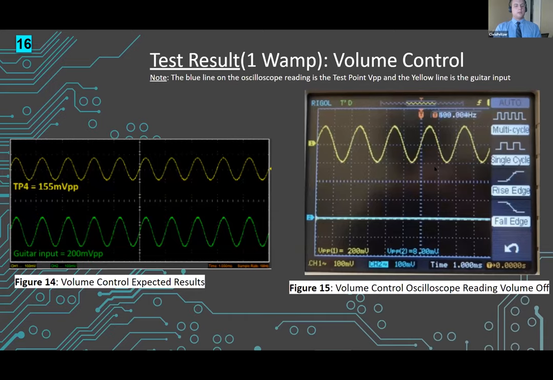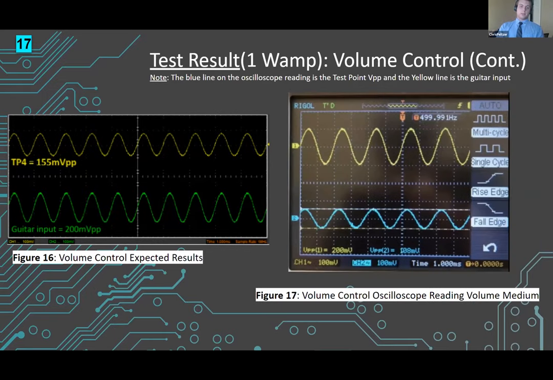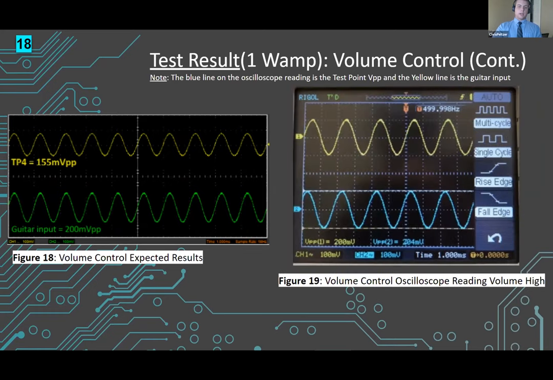So going on, we have the expected volume control results on the left from the one amp website, and on the right is ours, an oscilloscope reading for the volume control when the volume is off, where, as you expect, we have a straight line. And then when we go on to the medium volume, we're getting less than what they expected. But when we go to high volume, we get much more than what they expected to get for volume control.